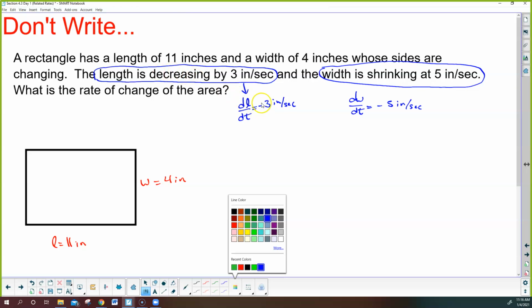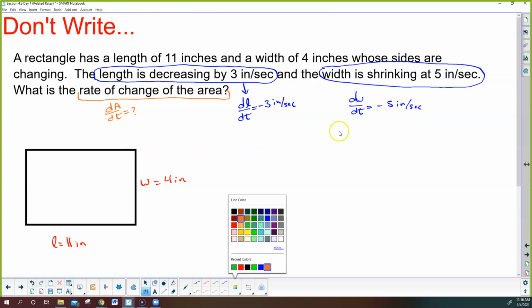If it was increasing, it would be positive, but you have to really read carefully to identify those words that represent if it's growing or shrinking. All right, now, what are they asking us to find? And that's the other important part. At what rate is the area changing? So I want the rate of the area with respect to time.